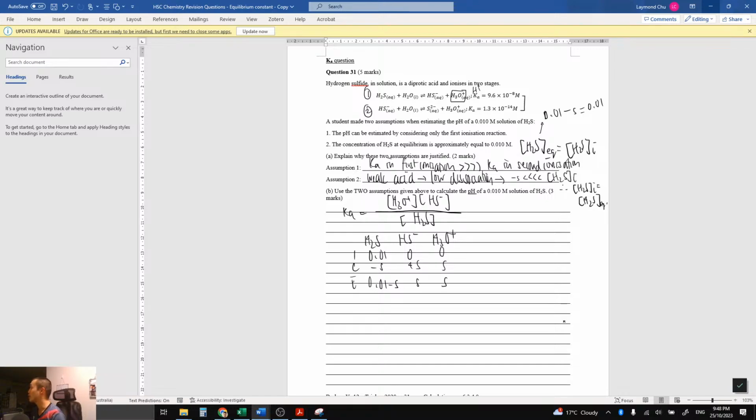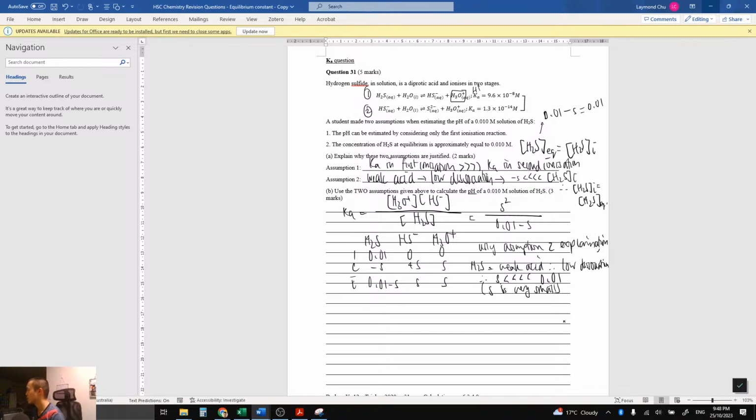Now I'm actually going through this. So what does our Ka expression look like now? It looks like S squared over 0.01 minus S, and then using assumption 2 explanation, we can say H2S is a weak acid, therefore low dissociation, and therefore S is less than 0.01, or in other words, S is very small.